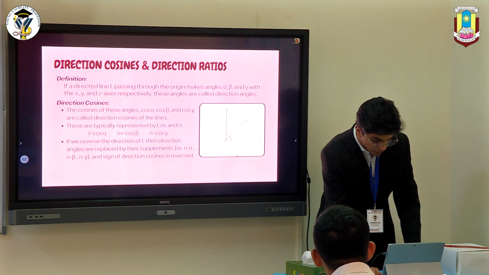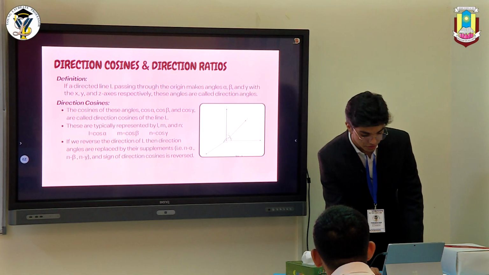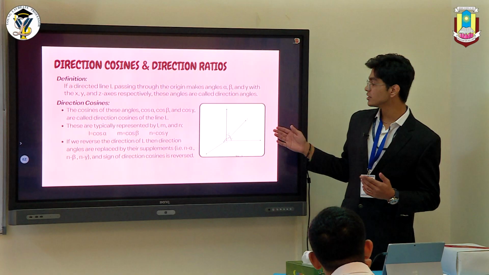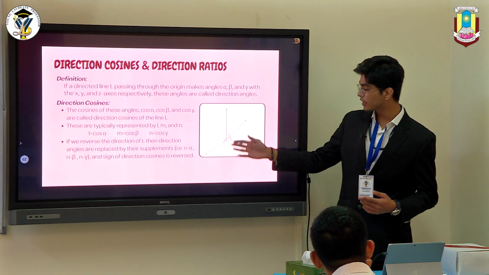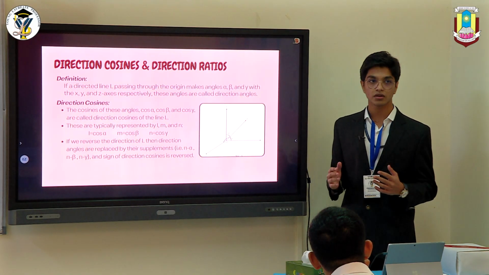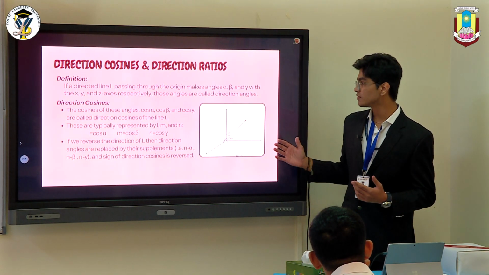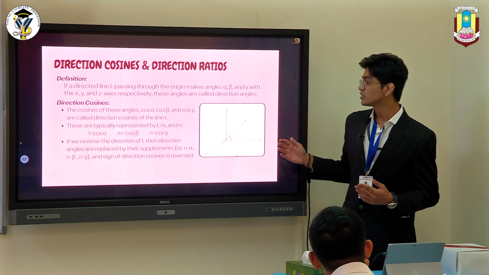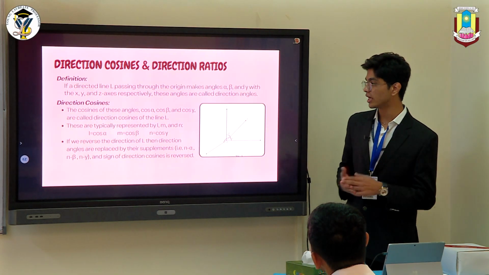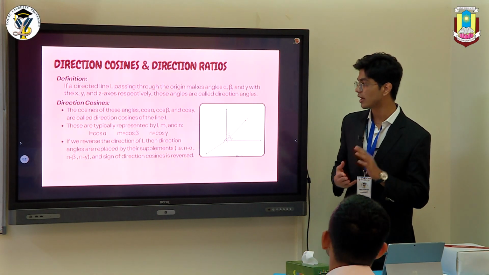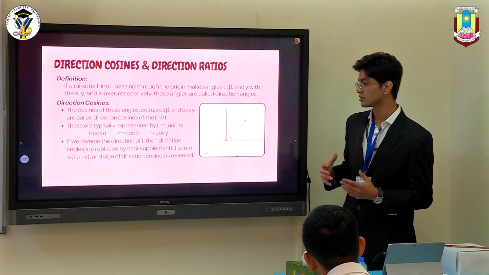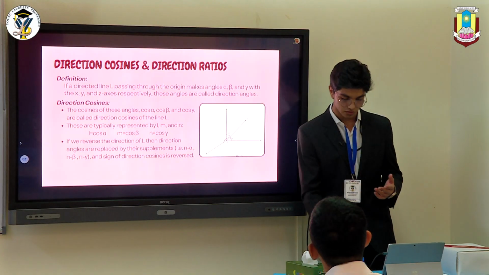Next, we have direction cosines and direction ratios. So if we take a line L that is passing through the origin, it makes angles alpha, beta and gamma with the x, y and z axis respectively. These angles are called the direction angles. The cosines of these angles would be the direction cosines. So these are usually represented by l, m and n, where l is cos alpha, m is cos beta and n is cos gamma. If we reverse the direction of L, then we get the supplements of these angles. So it will become like cos(pi minus alpha) and so on.